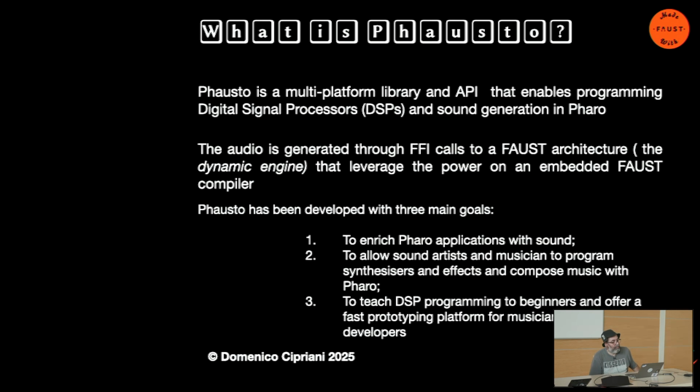Okay, half, kind of. So Phausto is a library and API that allows you to program DSPs, digital signal processors, in Pharo, okay? So we have a Faust architecture. Faust is a programming language for DSP programming, and we can embed an architecture inside our application. In this case, we can embed it inside Pharo, and we can do FFI to manipulate this Faust program. So there is a Faust compiler embedded, and there are these FFI calls.